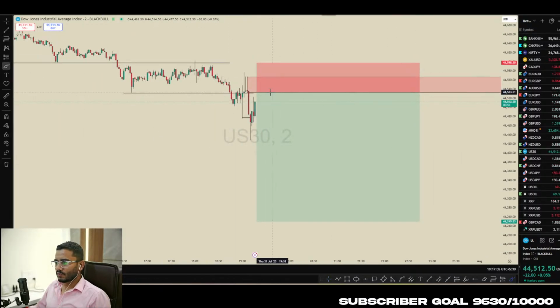We want price to close below this area. For example, if price comes and taps, the second candle should engulf the previous candle.